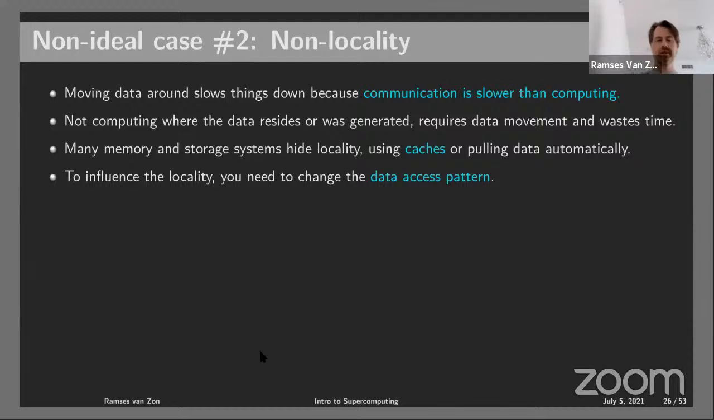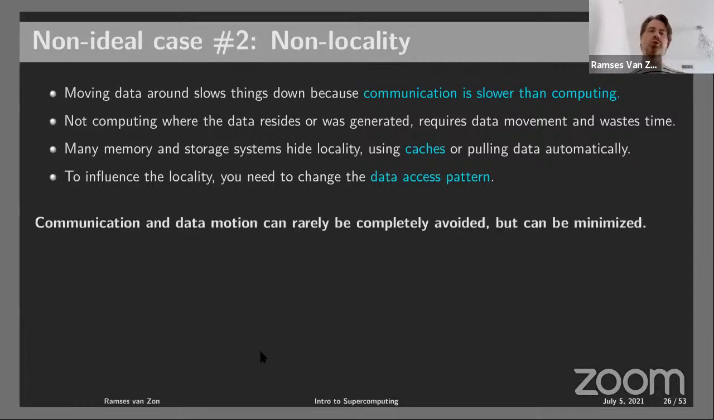Okay. Let's look at one more non-ideal case. And that's a case where we are dealing with what's called non-locality. In the previous case, we weren't worried about where the data was or where it had to go. But that's not typically true, especially if we have one of those clusters, and we do. Some of the data might be on a different node and now has to communicate through the network.